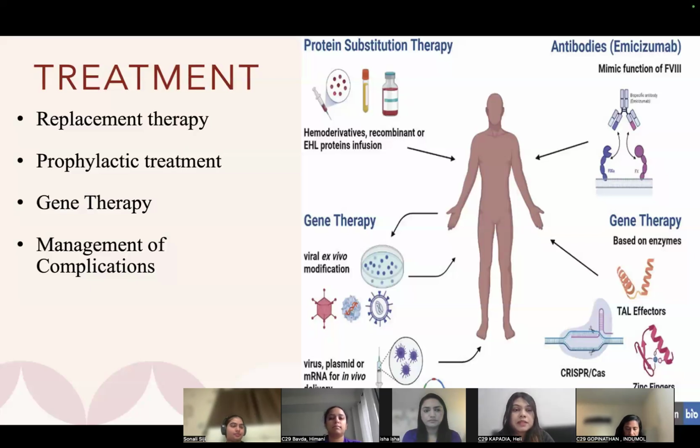Treatment. Replacement therapy involves infusing clotting factors 8 or 9 to compensate for missing proteins in hemophilia. Prophylactic treatment consists of regular injections of clotting factors to maintain a stable level in the blood, which helps prevent spontaneous bleeding and minimize long term damage to joints and tissue. Gene therapy aims to insert a functional gene into patients' cells, enabling them to produce their own clotting factors.